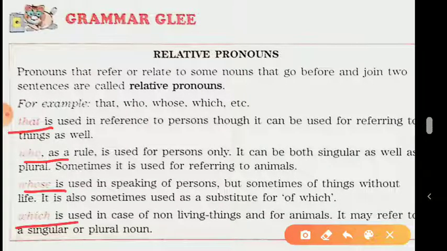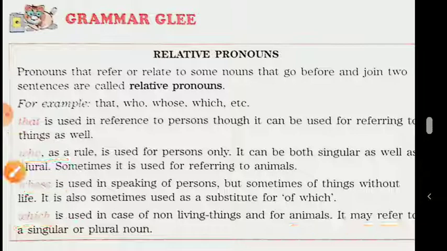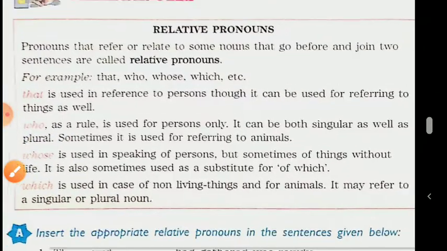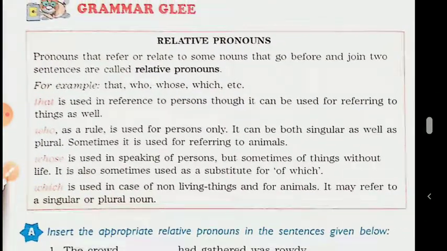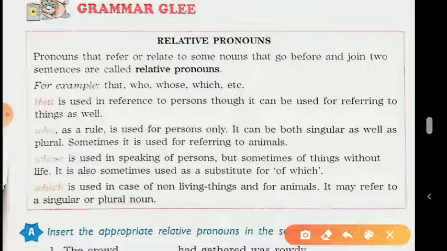These are the four relative pronouns which we need to learn. That is used in reference to persons, though it can be used for referring to things as well. बेटा जनरली दैट वो रिलेटिव प्रोनाउन है जो हम पर्सन्स के लिए यूज करते हैं, but many times we use it for things as well.